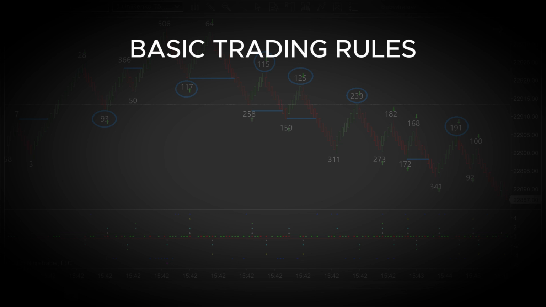Let's talk about some basic, common sense trading rules. First of all, manage your risk properly. The benefit of this strategy is that you know your risk before entering a trade. You know that your stop is 20 ticks, and the tick value for a micro Nasdaq is 50 cents. Therefore, you can calculate how many contracts you want to trade.